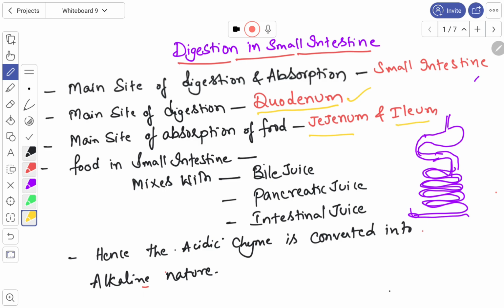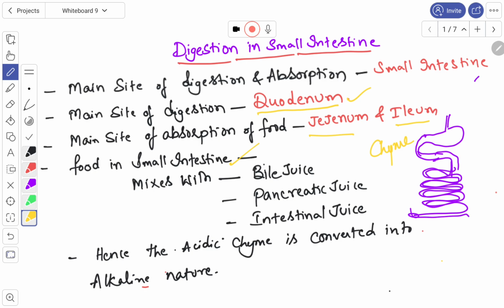Already we know that in the stomach the food is partially digested. That means in the stomach only proteins are partially digested. The partially digested acidic fluid food is called chyme. Now this chyme reaches the small intestine.